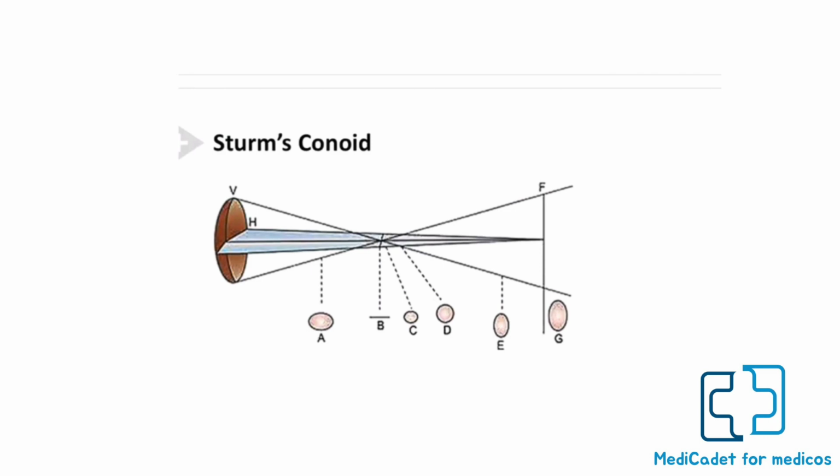Now, in this Sturm's conoid, see, they have represented the rays undergoing refraction in the vertical meridian, and this is where they are meeting. I will name this point FV. And see, these are the rays, I just show them in another color. These are the rays which are undergoing refraction in the horizontal meridian. See, these are the rays undergoing refraction in the horizontal meridian, and I will name this point FH. So now you have these positions A, B, C, D, E, F, G.